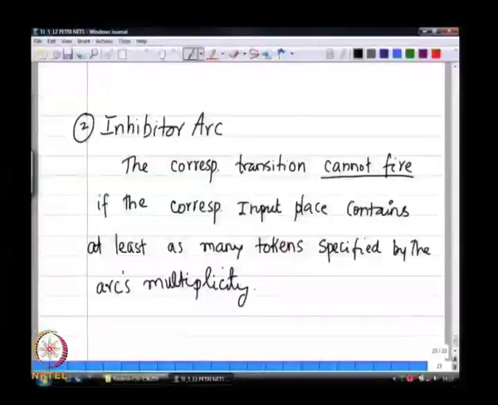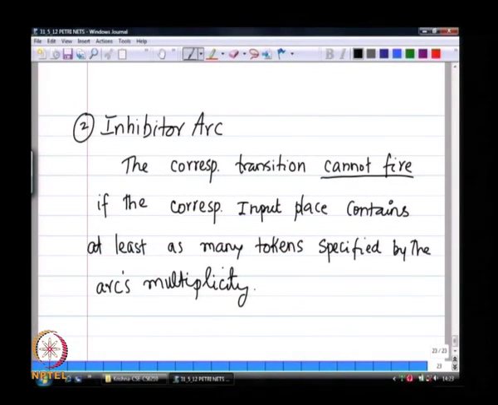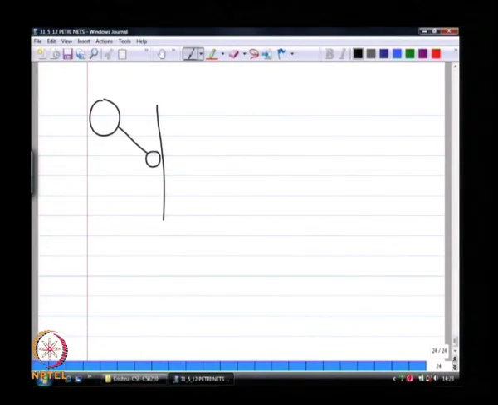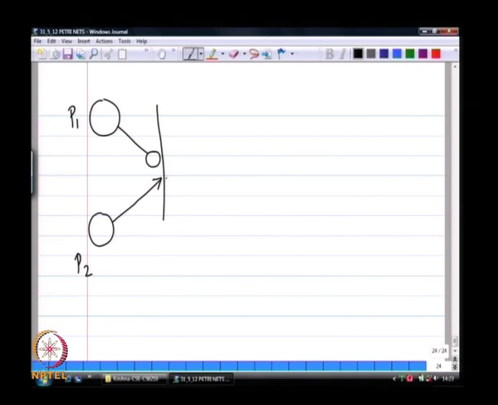Therefore we will have to look at some examples where that can actually be useful. It could even be 0. Okay, let us look at an example for the same. So this circle at the end of the arc instead of the arrow represents an inhibitor arc, that's all. So this is P1, this is P2, so this is the current state of the system, and there is another place P3.